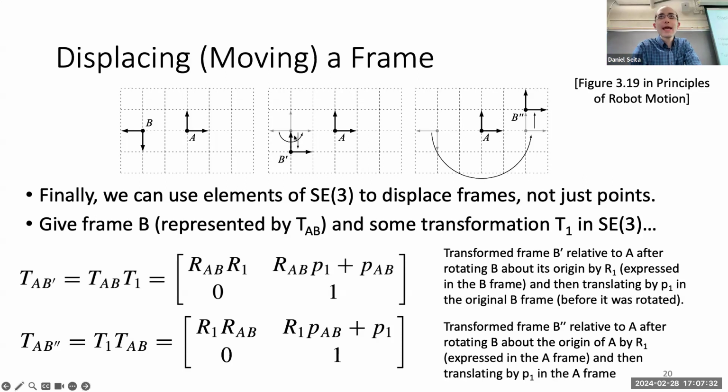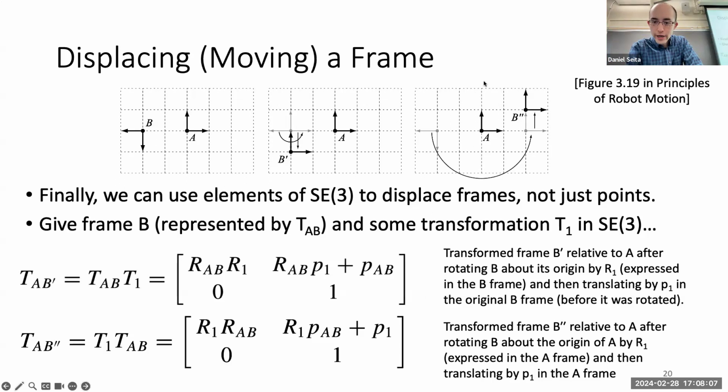So look at what happened here. For this one, you rotate B about its origin by some rotation. So this must be some 180-degree rotation, right? So you rotate B about its origin expressed in the B frame. So that's why it's centered here. And then you translate in the original B frame before it was rotated. So that's what this translation means here.